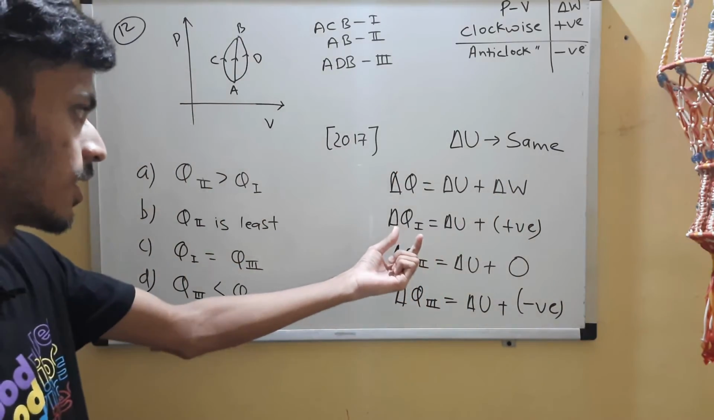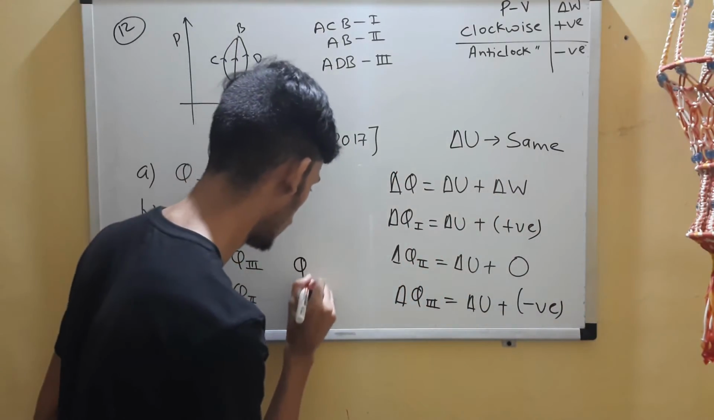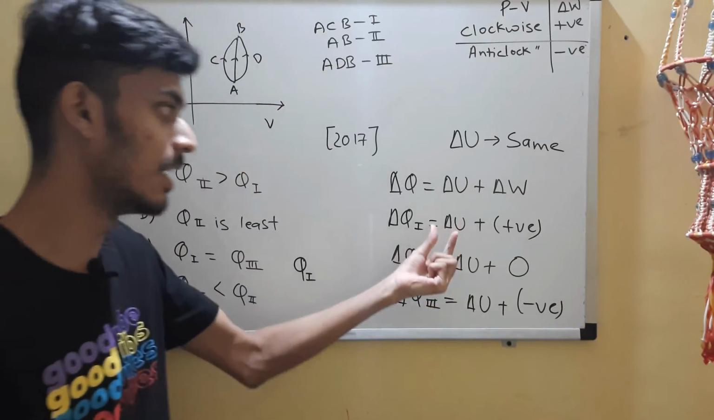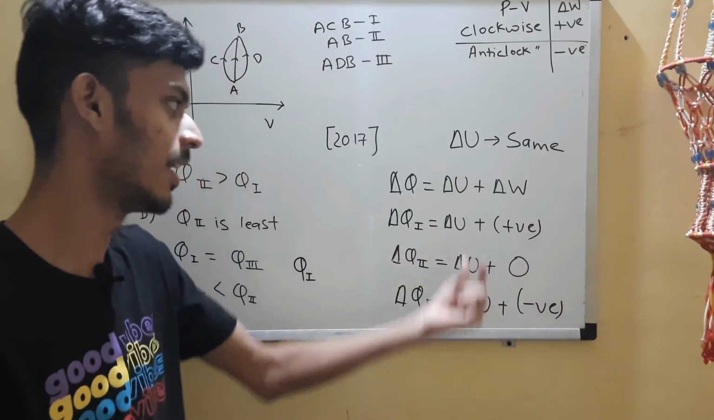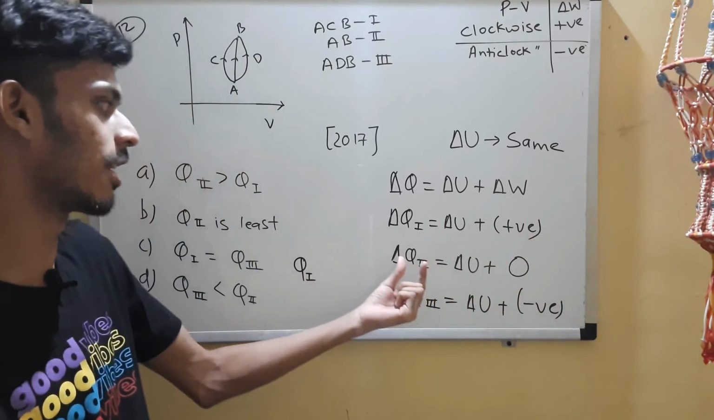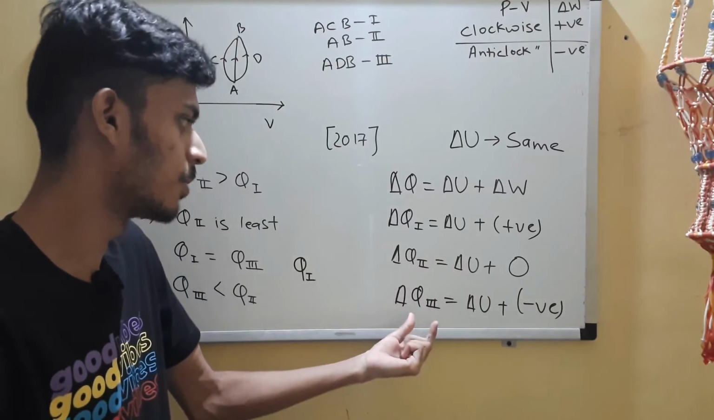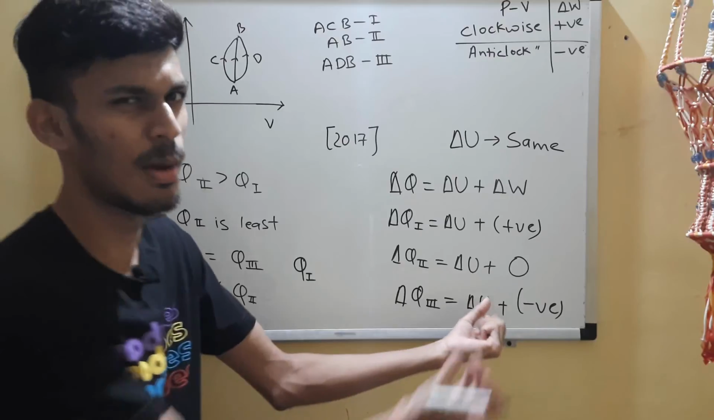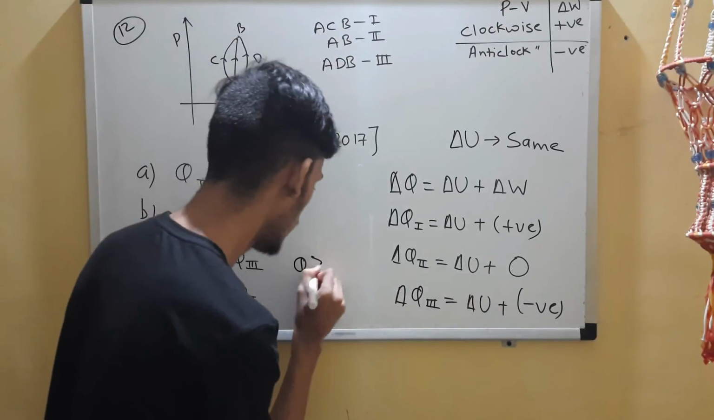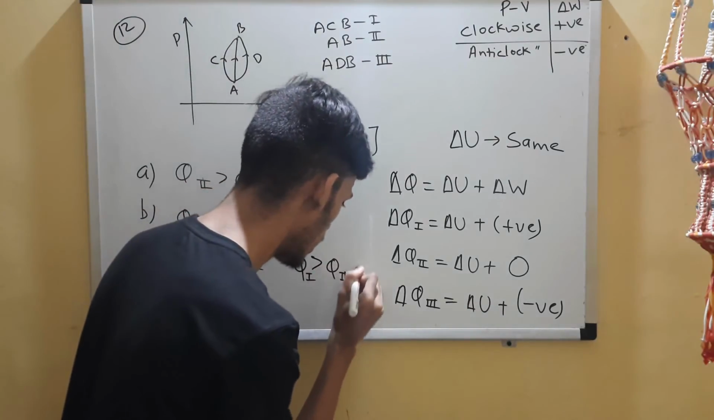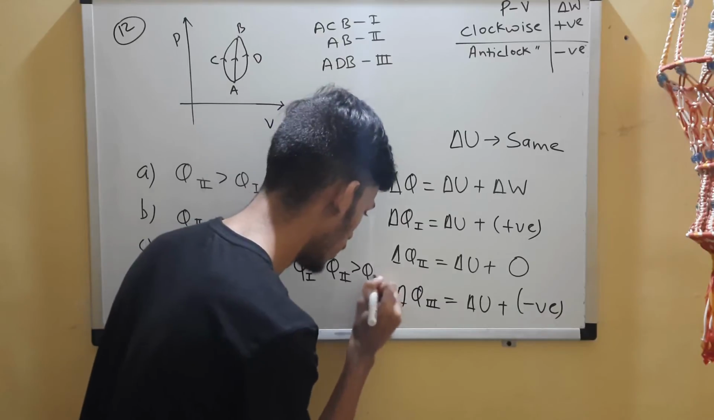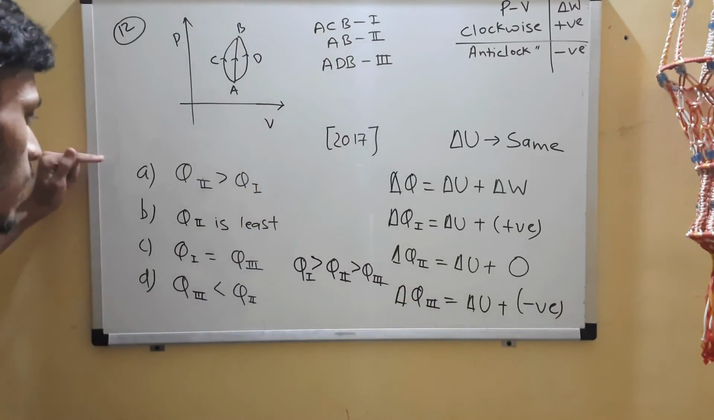So you can see that Q1 is the highest value. It's internal energy plus something. Then comes Q2, which is just internal energy, and then comes Q3, which is internal energy minus something, right? So Q1 is greater than Q2 is greater than Q3. Now find a relation that fits in.